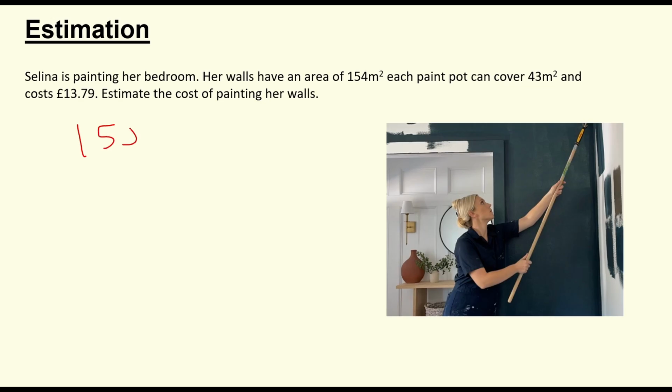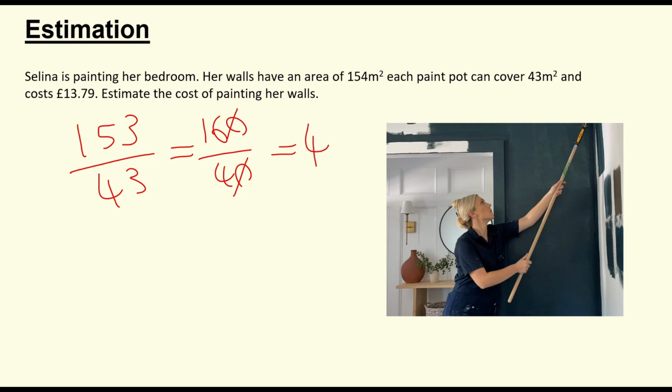So in order to work out how many paint pots I need, first of all, I'm going to need to do 154 divided by 43. For obvious reasons, I don't want to do that. But if I round this to 160 over 40, I can do that within 5 seconds in my head. That's about 4 paint pots. Okay?